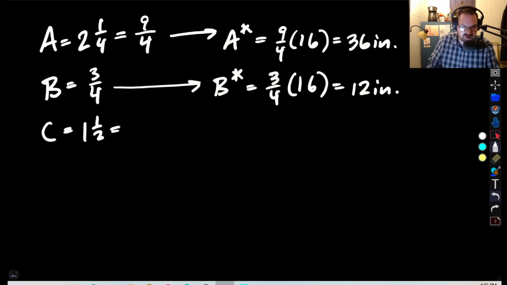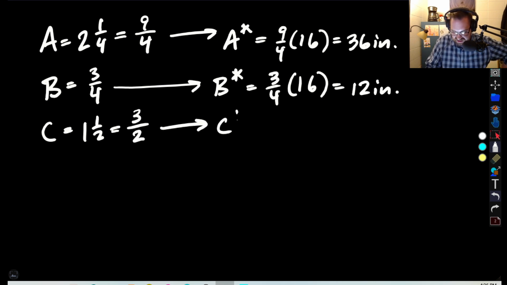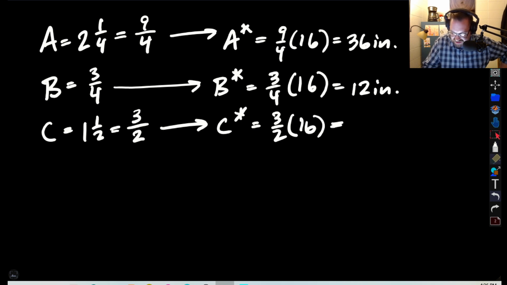For C, I've got a 1.5, so let's convert this one. This is going to be 2 times 1, which is 2, plus 1, which is 3. And my C star, that's a really bad star, this is what happens when you rush. There we go. That's a much better star. So I've got 3 halves times 16 as well. These are all multiplying by 16, and what I'm going to get here is 24 inches.